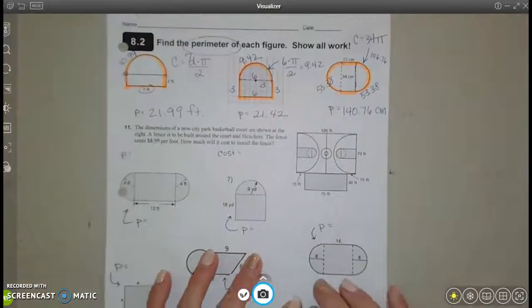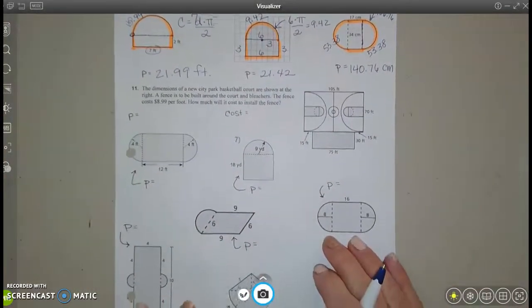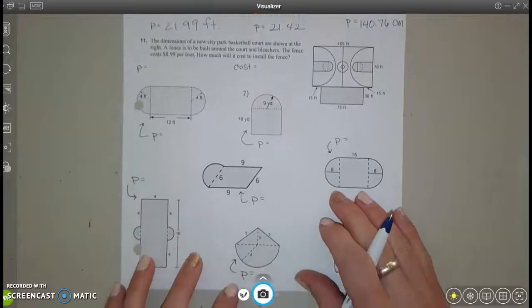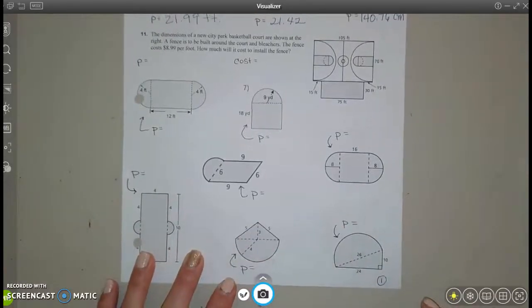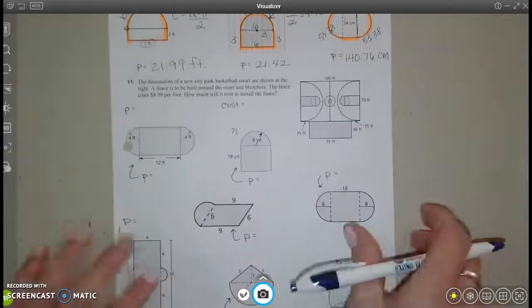Okay? So the rest of this page, I'll zoom out so you can see, the rest of this page is just a lot more examples like that. A lot of them have semicircles, and then plus some other straight edges to add in and get the perimeter. Okay? We're going to flip it over now and do one on the back.